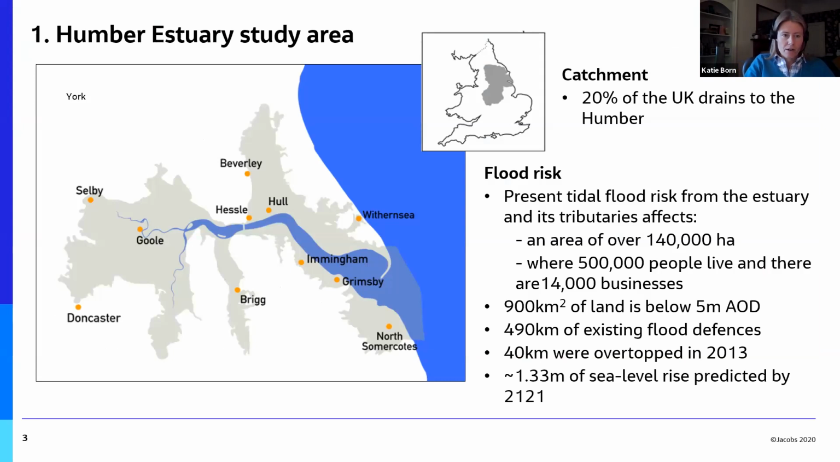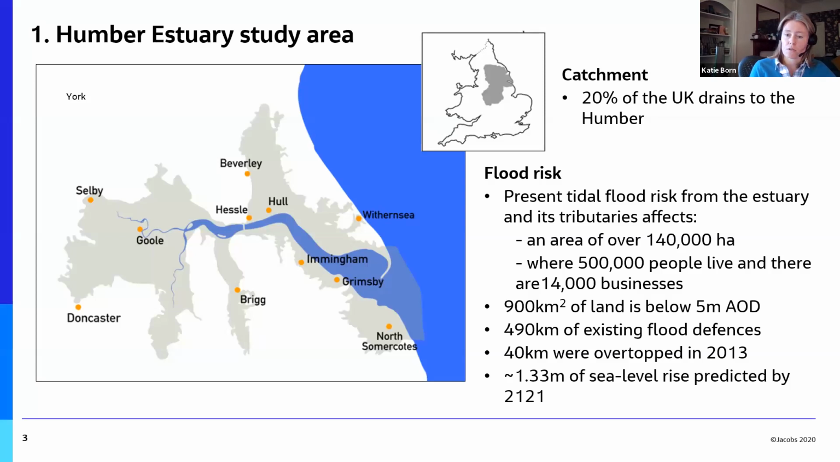Here's the study area for our flood risk management work for the Humber estuary. It's in the north of England, and the catchment itself drains 20% of the UK's rainwater. And there are major tidal risks here from the estuary and the tributaries, affecting over 140,000 hectares. This area is home to around 500,000 people and 14,000 businesses, many of which are concentrated in the cities of Hull and Grimsby and Goole.